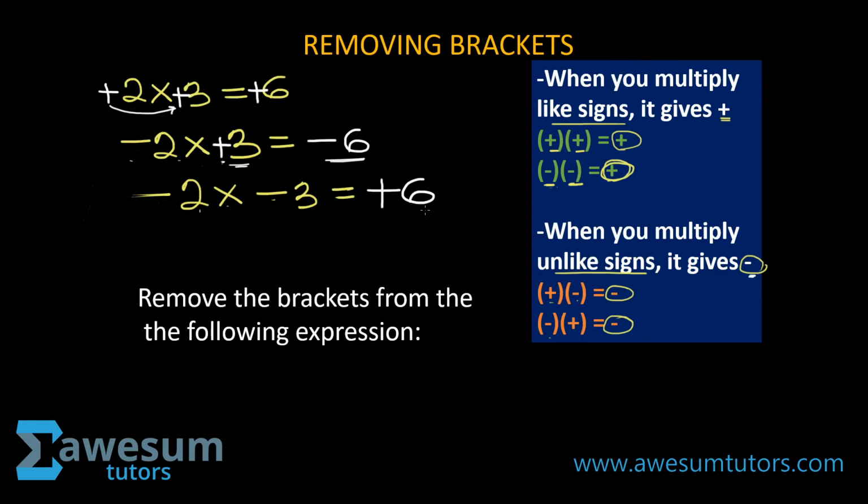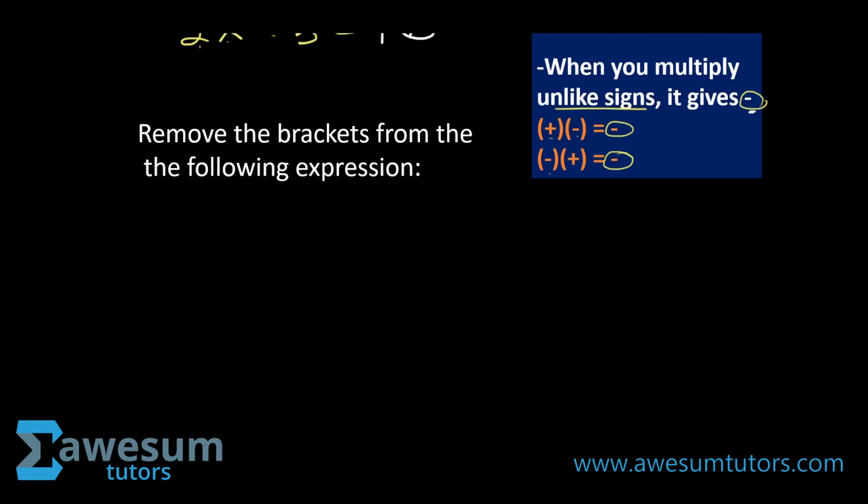Okay, so that is pretty much what we are talking about right here. When you multiply like signs, it gives you positive. When you multiply unlike signs, it gives you negative. Now we are going to use the same approach right here to remove brackets from algebraic expressions. So let us take a look at this example.